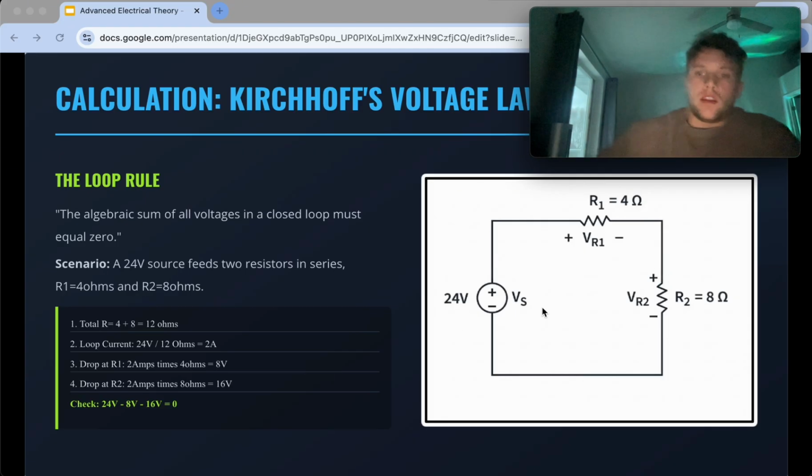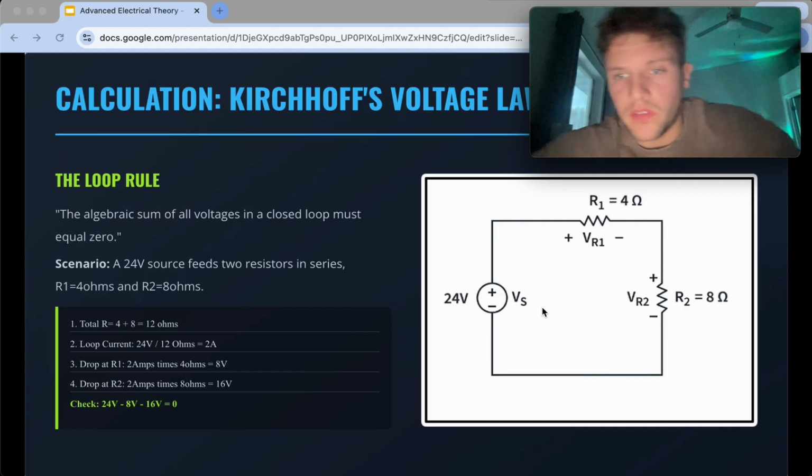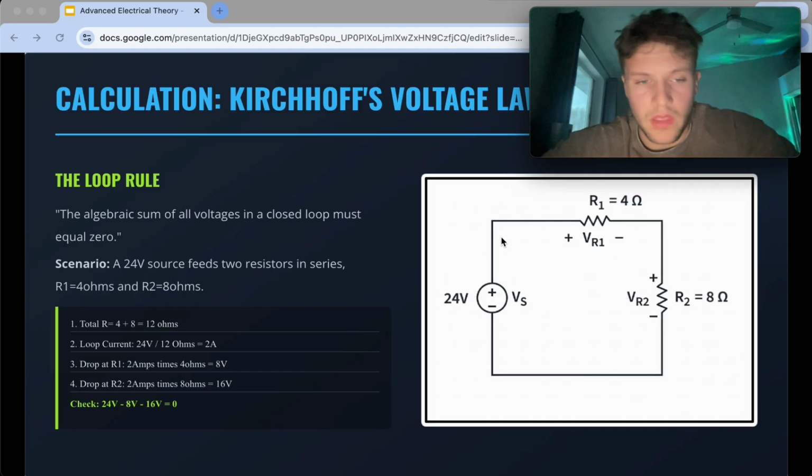In order to find the voltage drop across each resistor, we're going to want to calculate the current within the system. So we have to add up the resistors. 4 plus 8, we have a total resistance of 12.